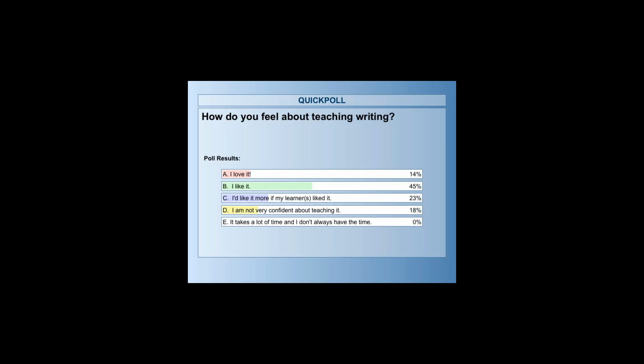Yes. Excellent. So we can see that we have a lot of affection, but not passion for teaching writing. About 14% of us are passionate, and it looks like we have some areas where it might help if the learners were a little more enthusiastic, or if we were maybe a little more confident. So hopefully this is something we'll be addressing as we move forward.